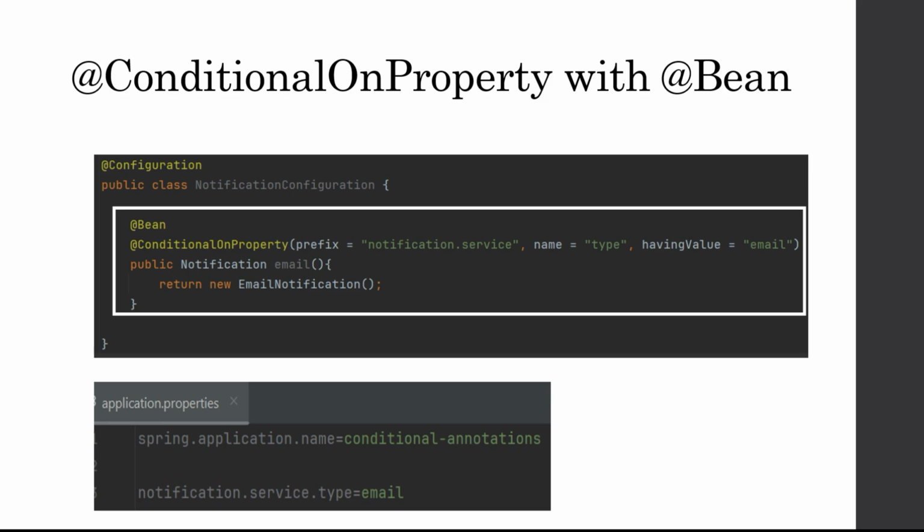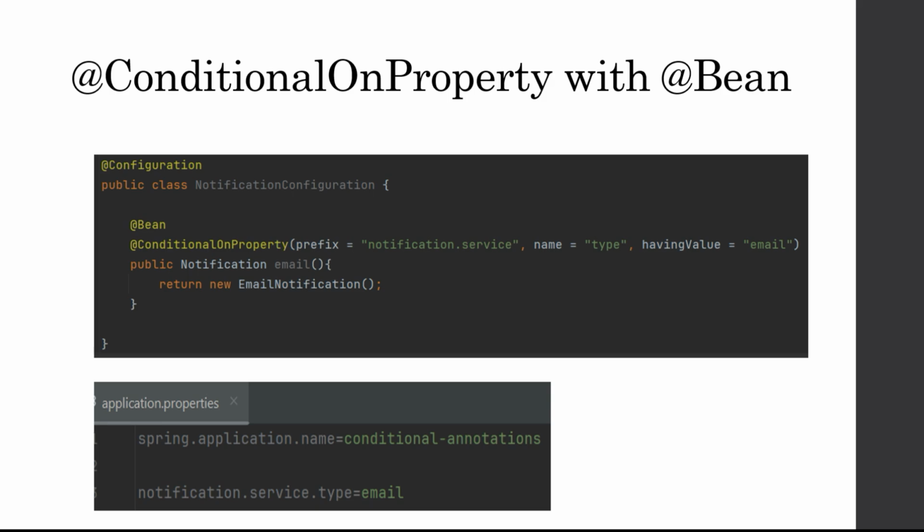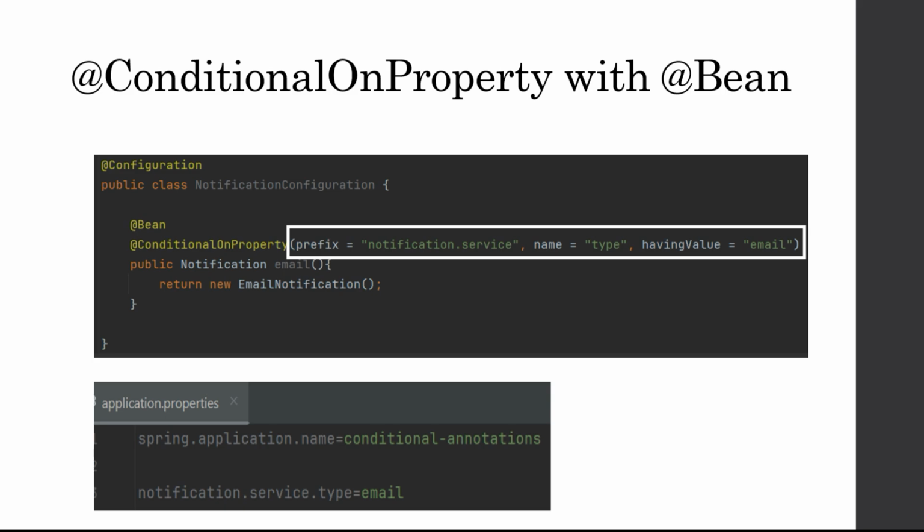In the @ConditionalOnProperty annotation, we have three different attributes. The first attribute is prefix, the second attribute is name, and the third attribute is havingValue. The prefix attribute represents a value that would be common for all the notification related properties, and the name attribute represents the name of the property.